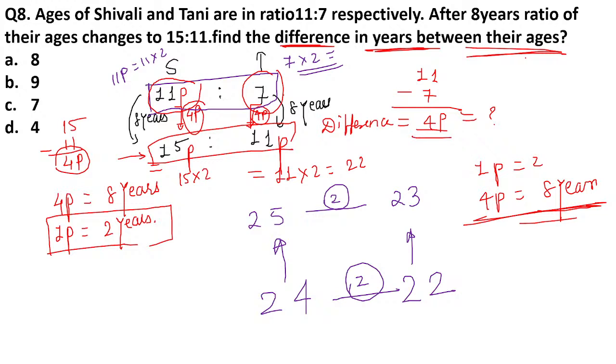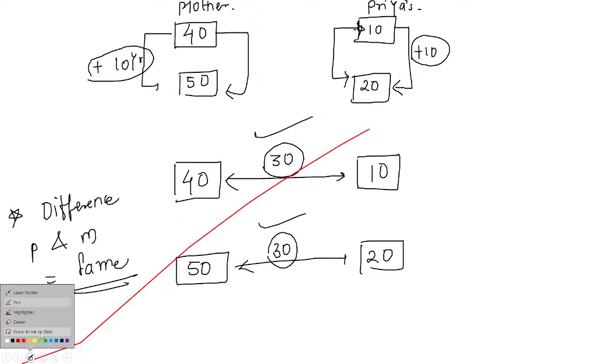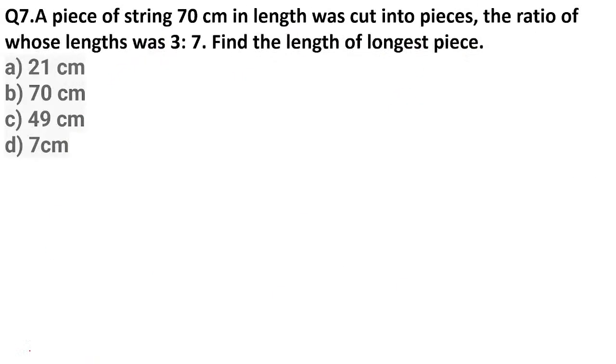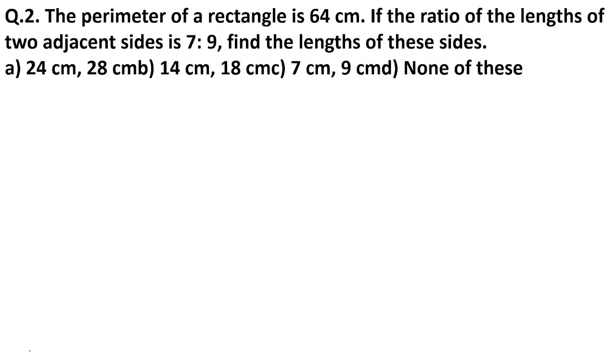Fine. Suppose students, now I'll give you a twist in this question. Okay, let's learn the twist later on. Let's solve the question first of all. Chalo, tell me the question number 2 answer. What should be the answer for this question? The perimeter of a rectangle is given as 64 centimeter. If the ratio of the lengths of two adjacent sides is 7:9, find the lengths of these sides.